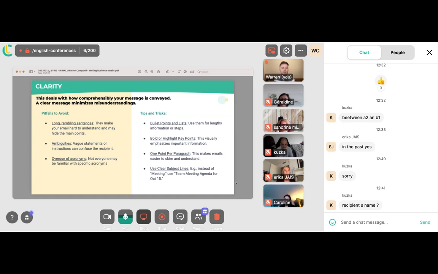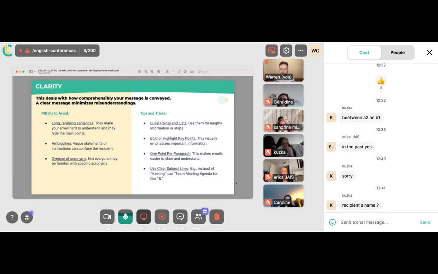Other things to avoid, the long rambling sentences. Okay, you want to make sure that you are understood in a business situation. Okay, keep the language clear, keep it precise and easy to understand. Don't be afraid to use full stops, okay, rather than long extended sentences that make up one paragraph.